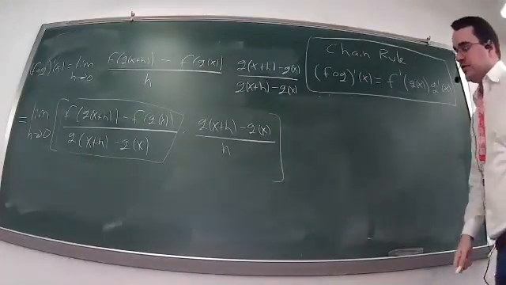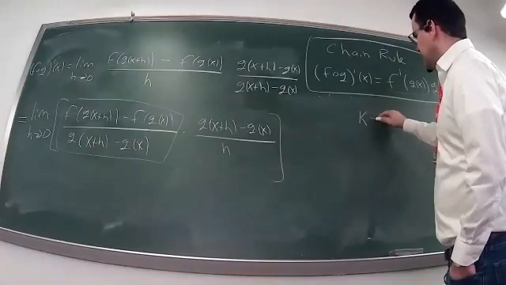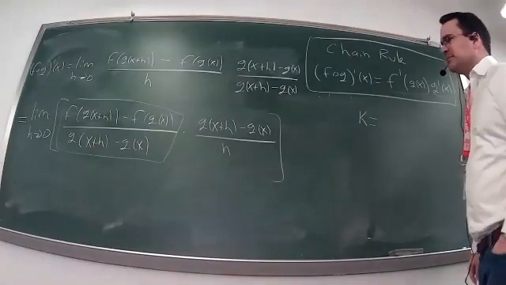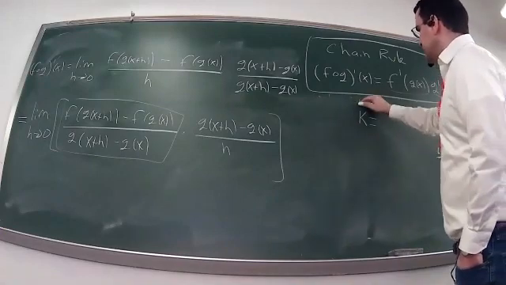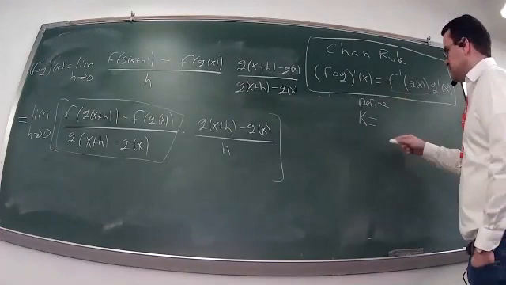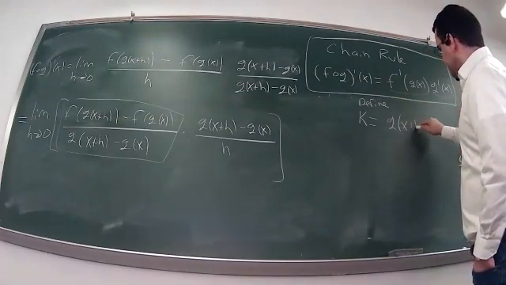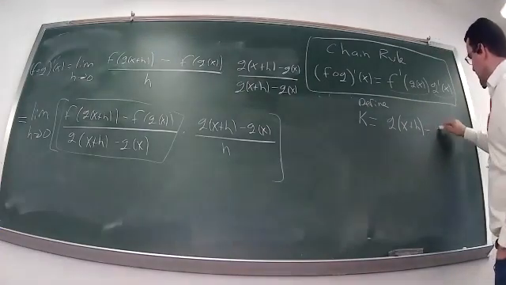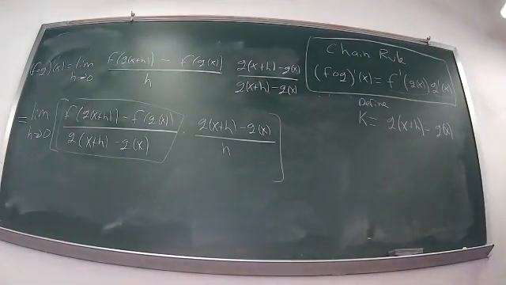I think the trick is to make a little substitution, like you make a new variable. You call it k, and this is your definition: define a new variable k to be equal to g of x plus h minus g of x. I believe that is what you want.